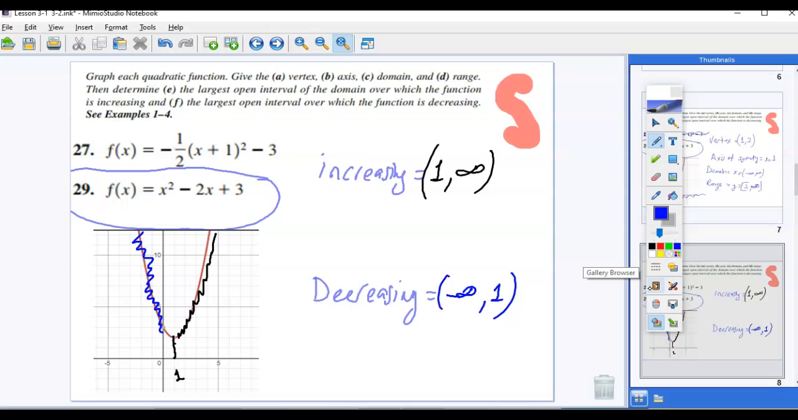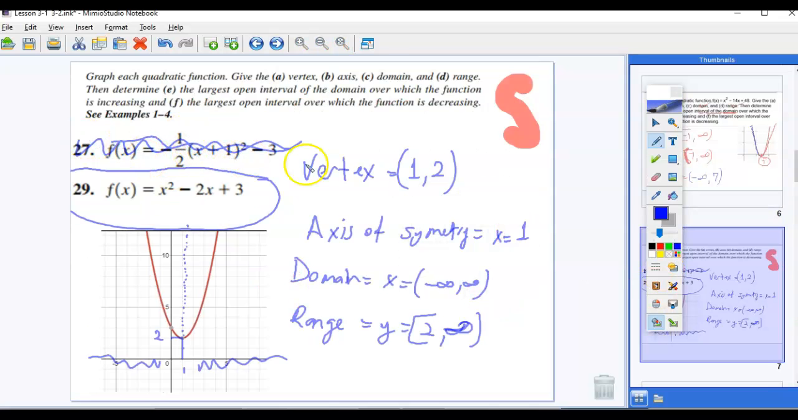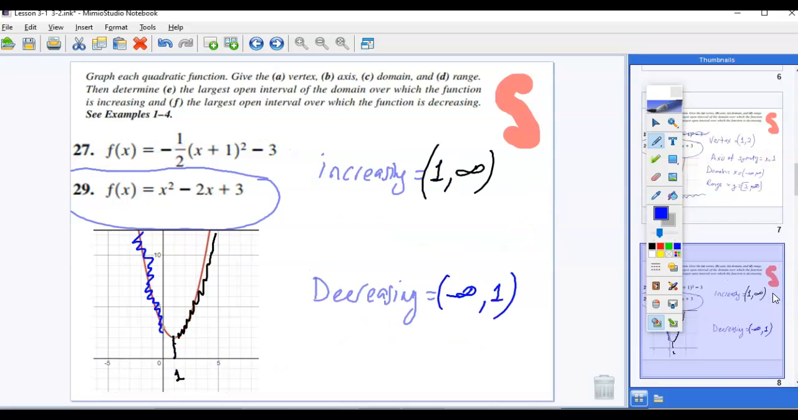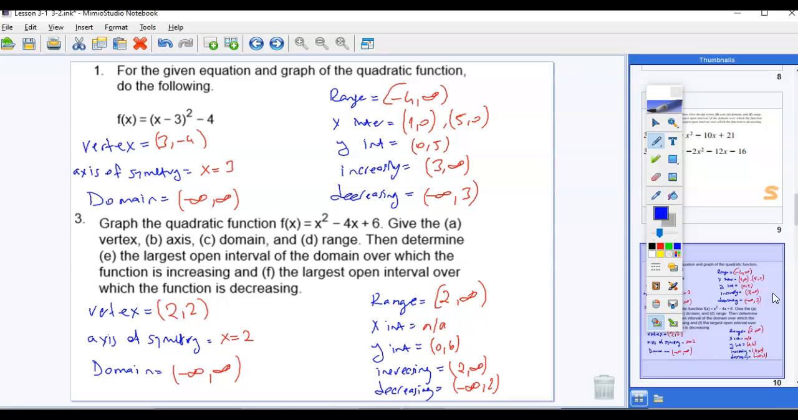Alright folks, that's how we do those, but make sure you try this one on your own as practice, and then also you can try those examples and see the answers over here.